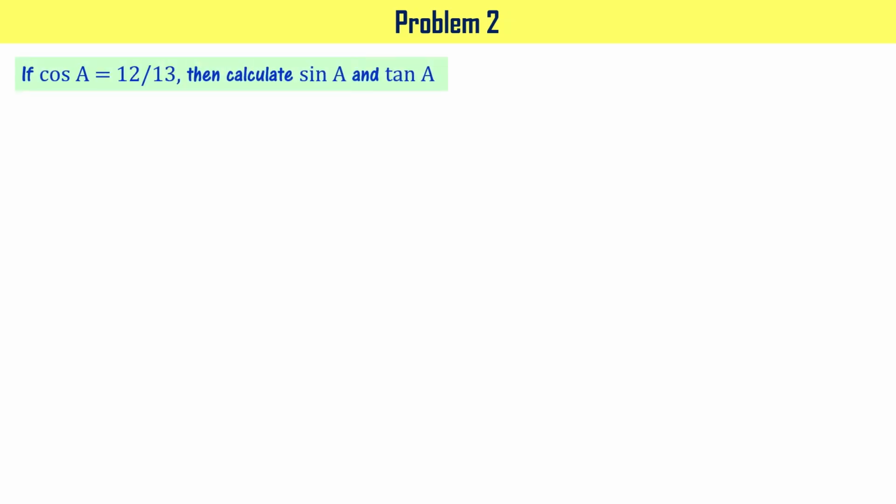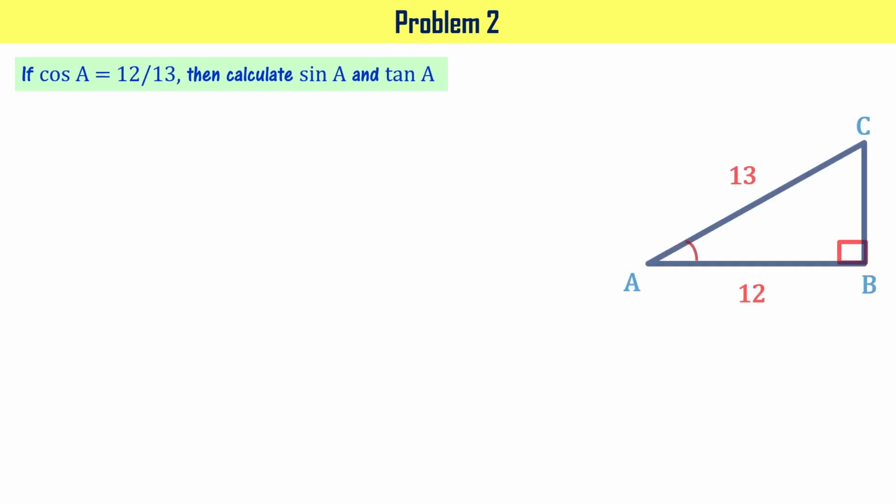Let's take a look at another problem. If cos A is 12 by 13, then calculate sin A and tan A. We know cos A is defined as length of adjacent side by length of hypotenuse, right? So let's draw a right triangle that looks like this. Here A is the acute angle of our interest. Hypotenuse AC equal to 13 units. Adjacent side AB equal to 12 units, right?